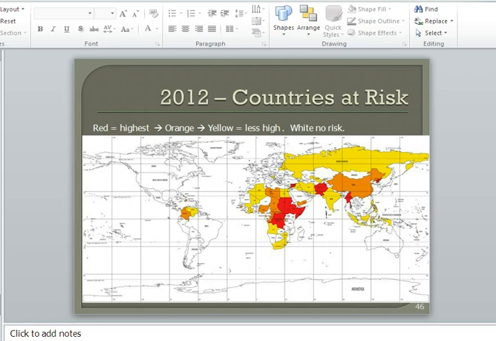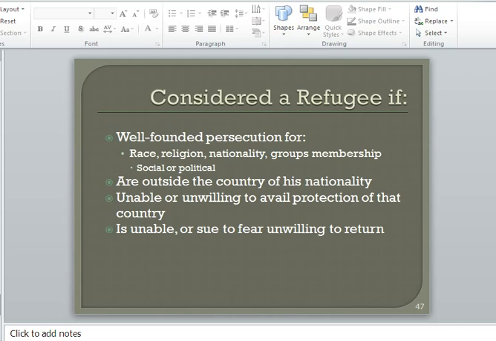So here is a 2012 map of countries at risk, and it's another choropleth map identifying no risk, high risk, and moderate risk. And the UN Council on Refugees also identified several criteria for who gets to be a refugee and who is not.